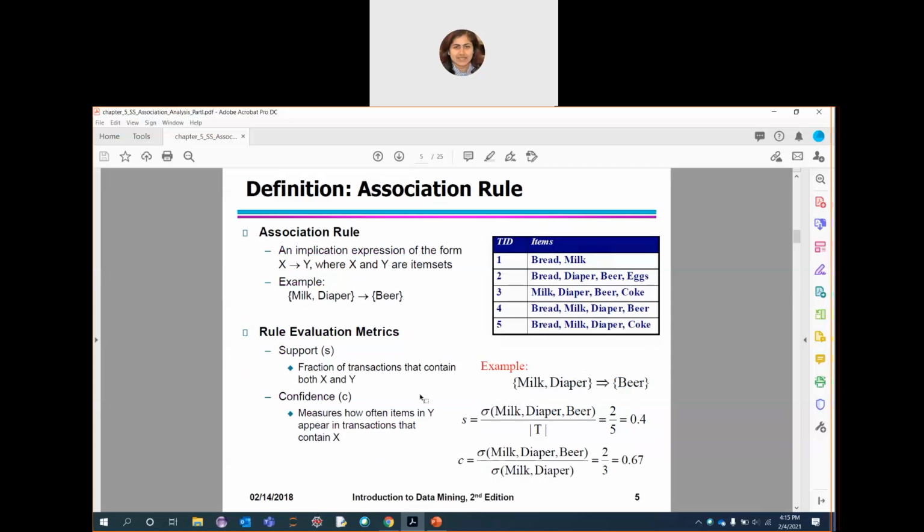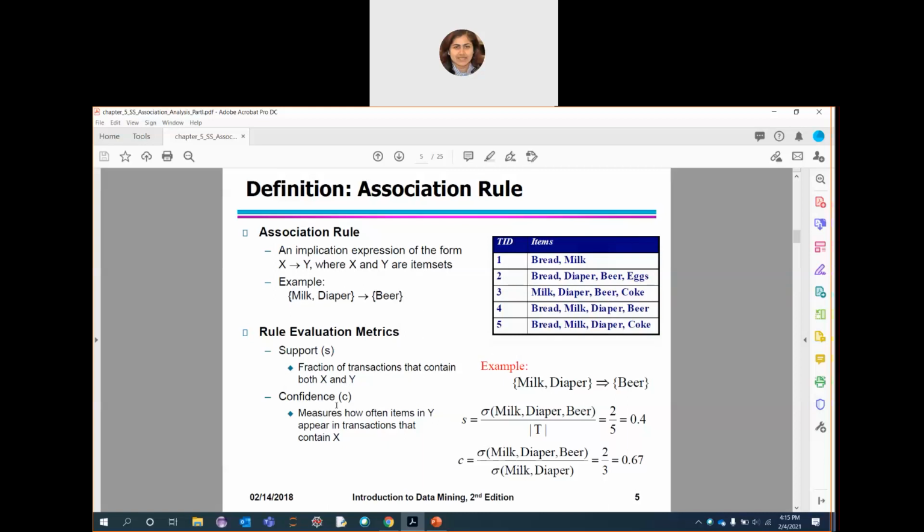Let's see an example. Association rule. So an association rule can be written in this way, we have seen in the previous slide. So there is one implication expression of this form. If X implies Y, that means X and Y are item sets. So here, what are the item sets? This is one item set, and here beer is another item set. And there is one implication relationship between them. This is the general form of writing an association rule. We are still using the same example.